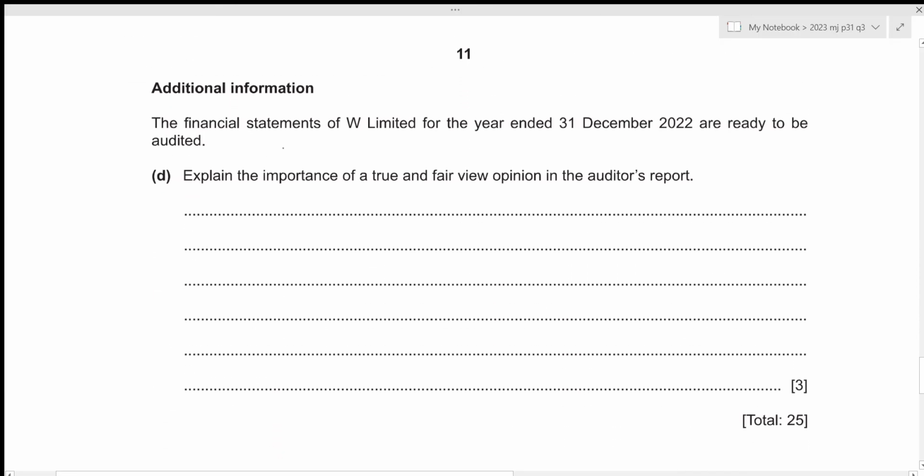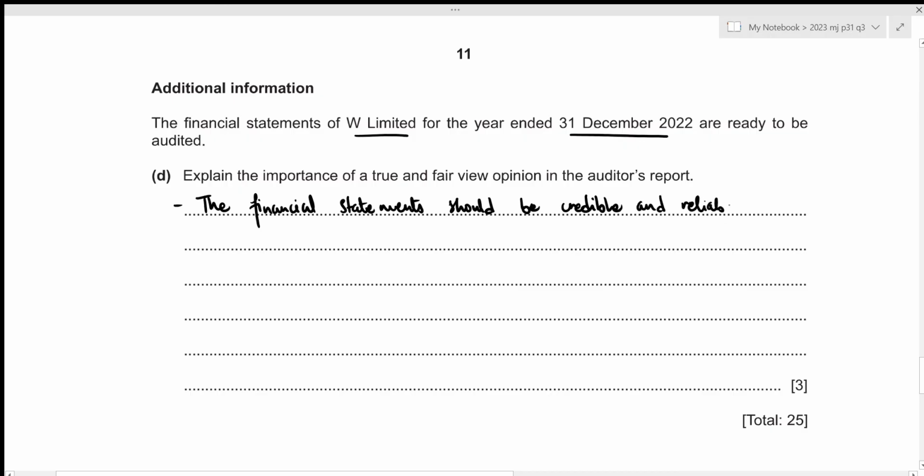We're given additional information. The financial statements of W Limited for the year ended 31st December 2022 are ready to be audited, and we now need to explain the importance of a true and fair view opinion in the auditor's report. So the importance of a true and fair view opinion, the main reason for it is that the financial statements should be credible and reliable. Let's write it down. The financial statements should be credible and reliable, because it is the duty of the company to present correct information towards all of its stakeholders.